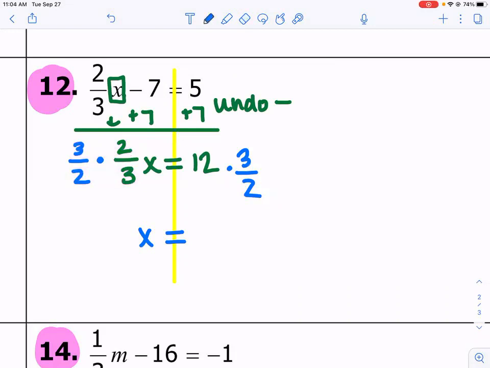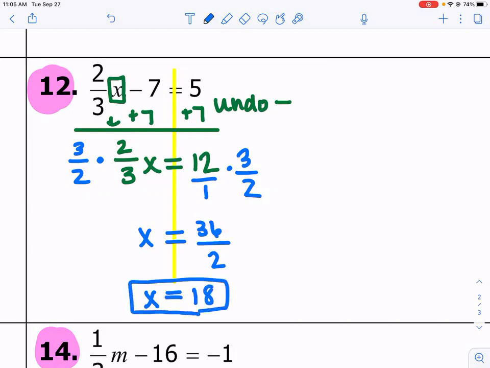Okay. Now over here, this is like a 12/1. So we have 12 times 3 divided by 1 times 2. We're just doing it with a 2-step problem. An extra step. Okay.